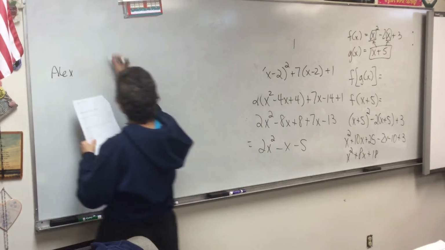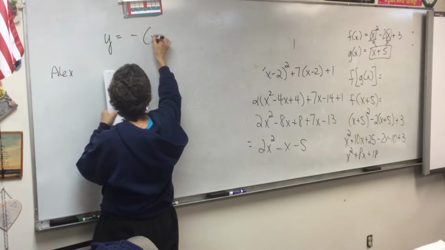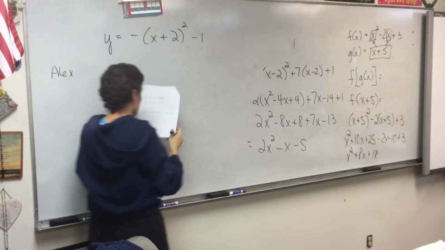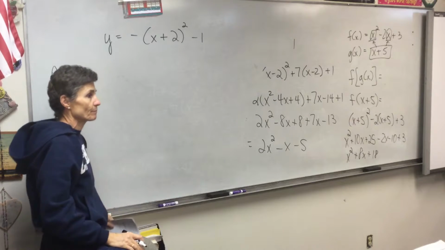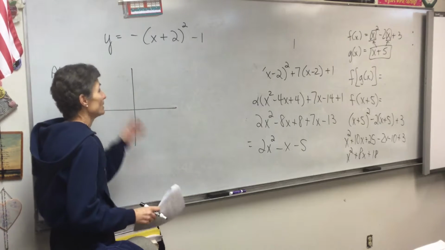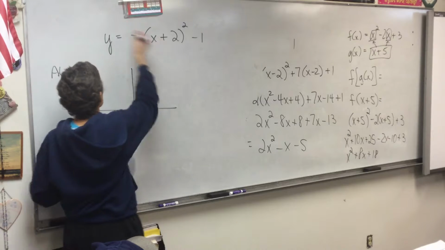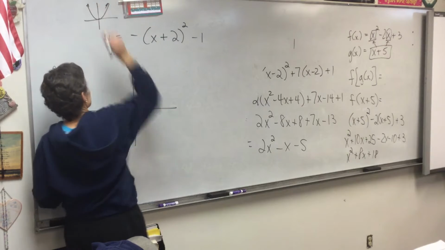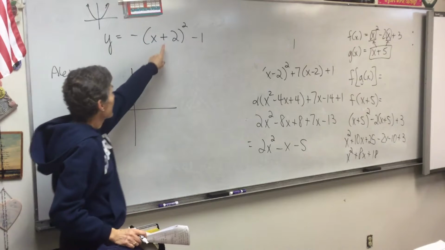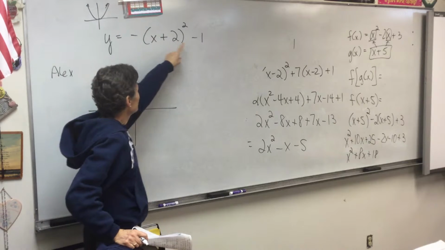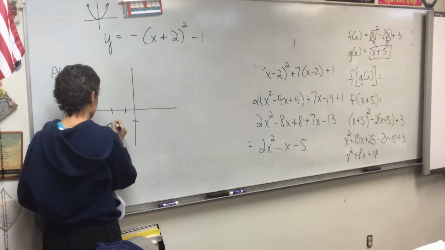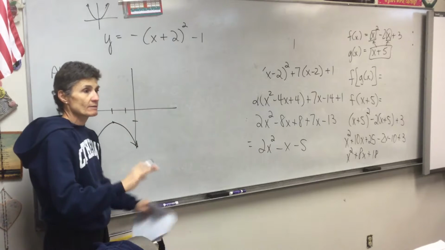Okay, so number 10. We're going to graph this. What shape is this? Notice it's a square. So what shape is it? It's a parabola. Now, tell me about this parabola. Normally, a normal parabola looks like this. What happened to this one? It's upside down and left 2 and down 1. So left 2, down 1, upside down. There it is, finished.